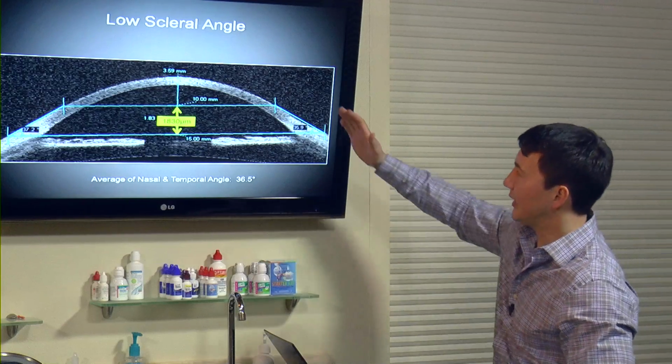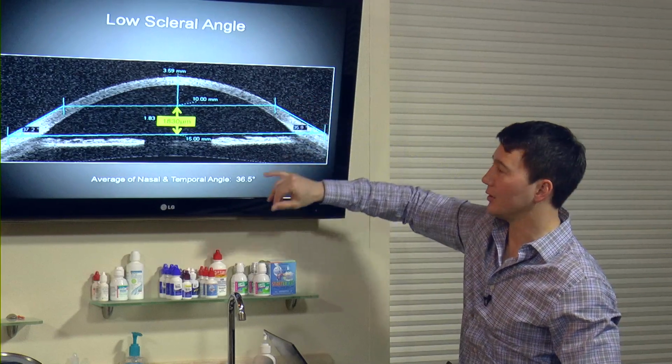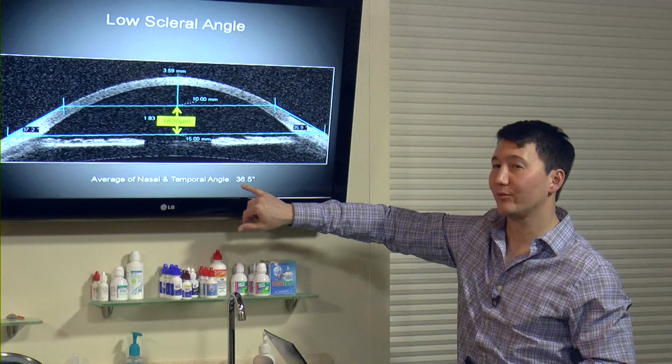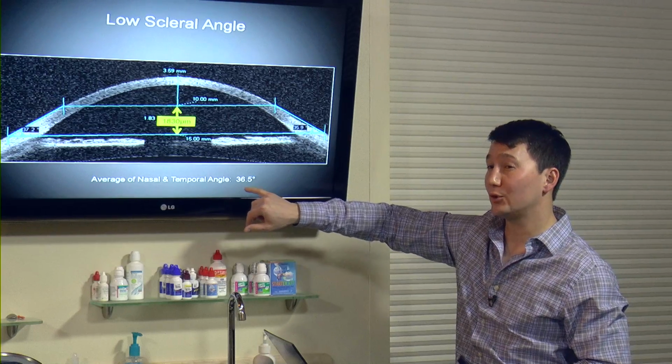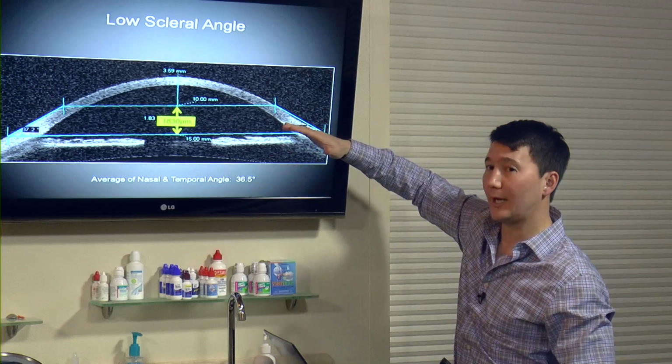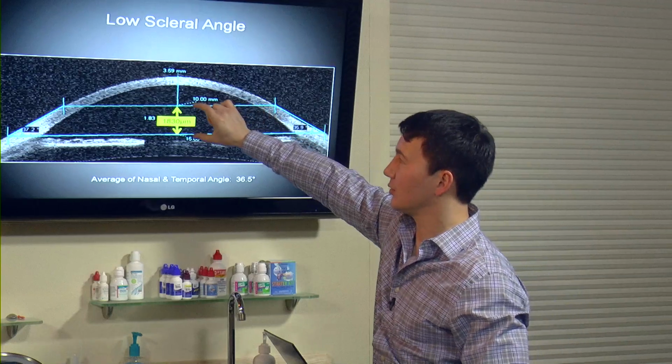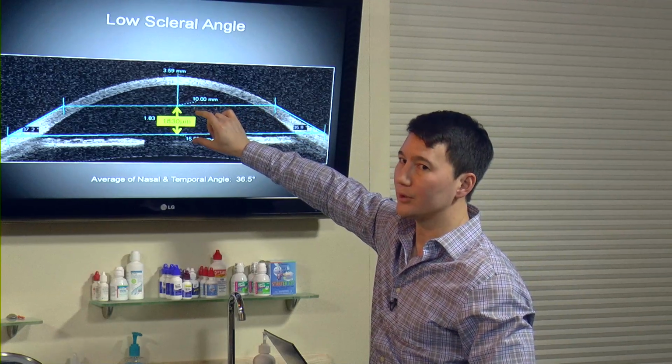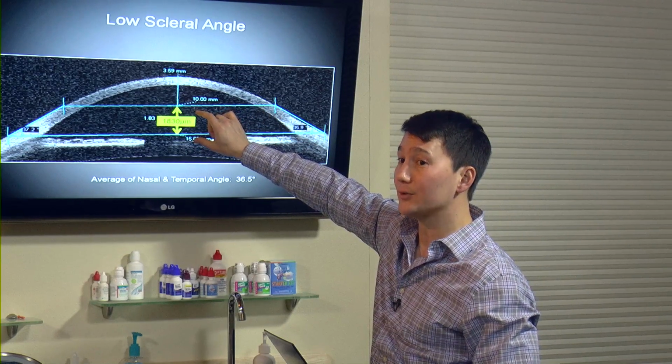Now what about here? What if the patient has a lower angle sclera? Now we're down to 36.5 degrees, almost a full 2 degrees lower in angle, and that makes the scleral sag factor much lower in this eye, 1,830 microns.